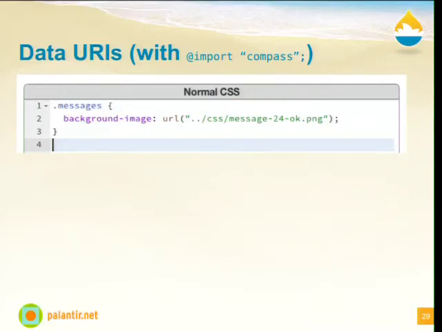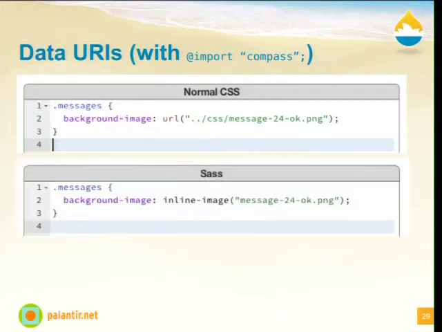Data URIs. Here's something you can do with Compass. In normal CSS, you specify the URL to a particular image, right? Basically what this tells the browser is, okay, you've just downloaded the CSS, now also go download this PNG file and use it in this way. In Sass, instead of using URL, we can say inline-image and then the name of the PNG file. Compass actually knows where your images are inside your theme because you tell it where they are.